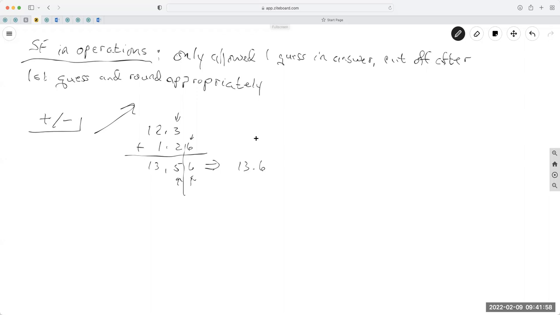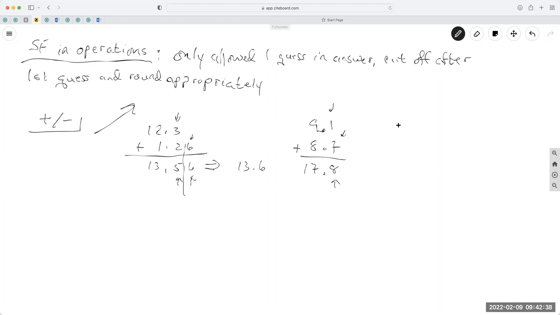Now, it's interesting also that when you add and subtract, the number of significant figures can change. So watch carefully. If I take the number 9.1, which has two significant figures, and I add to it 8.7, which also has two significant figures, I get 17.8. Now I have three sig figs, but I only have one guess. So you see, I went from two sig figs to three sig figs. When you add and subtract, the number of significant figures can change.